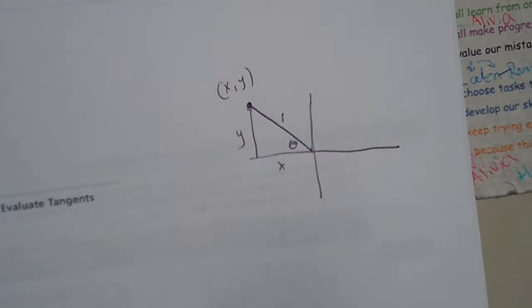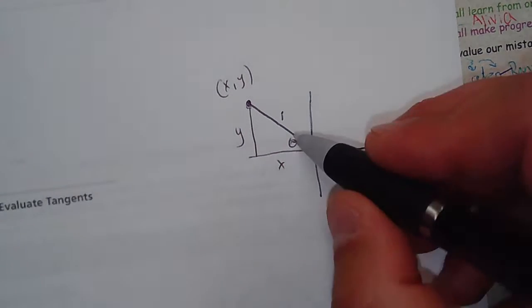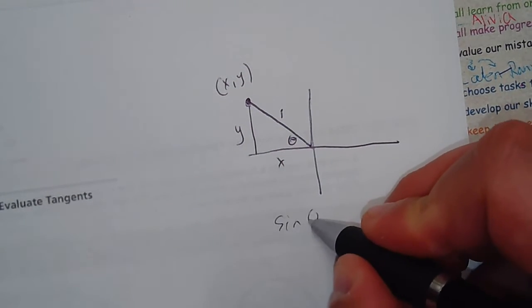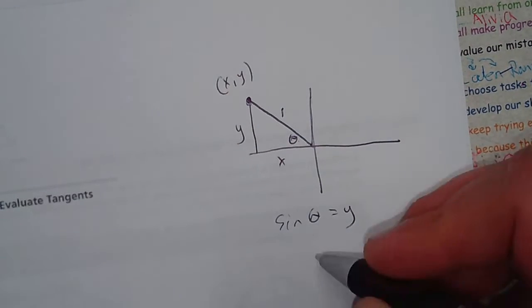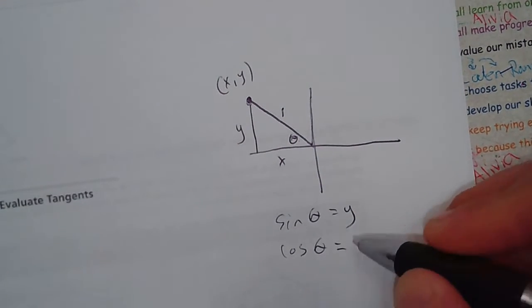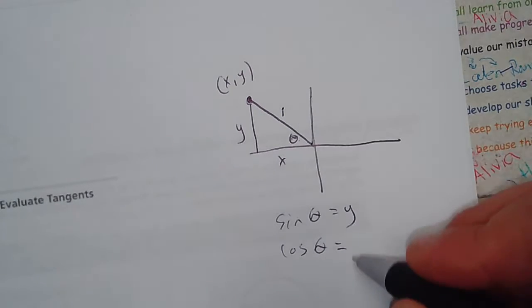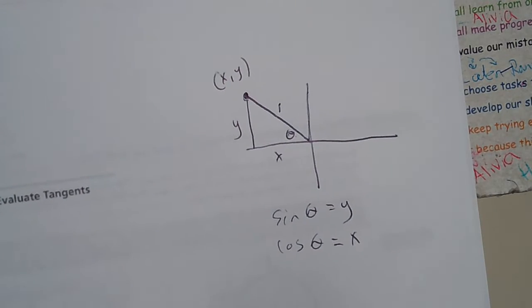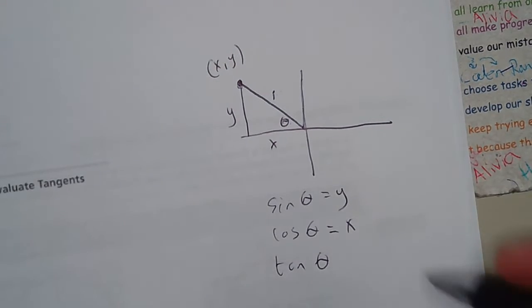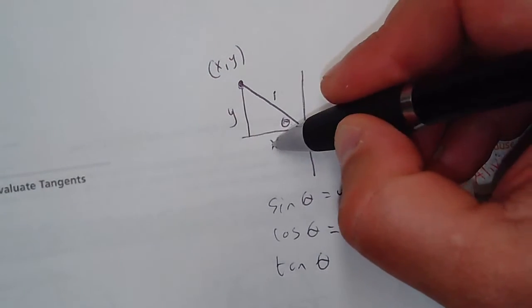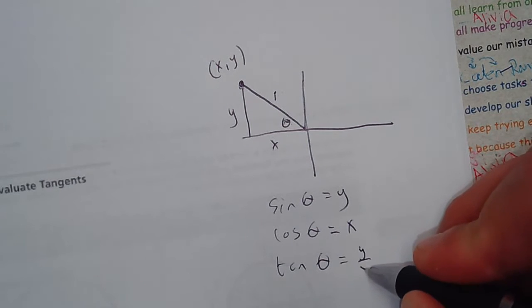Because of that, hopefully you're starting to notice some patterns here. When you do sine of theta, sine is opposite over hypotenuse. It's always just equal to y. And when you do cosine of theta, it's adjacent over hypotenuse, so it's just x over 1, which is just x. Now when you start thinking of other functions, like tangent, tangent would be opposite over adjacent, so it's going to be y over x.